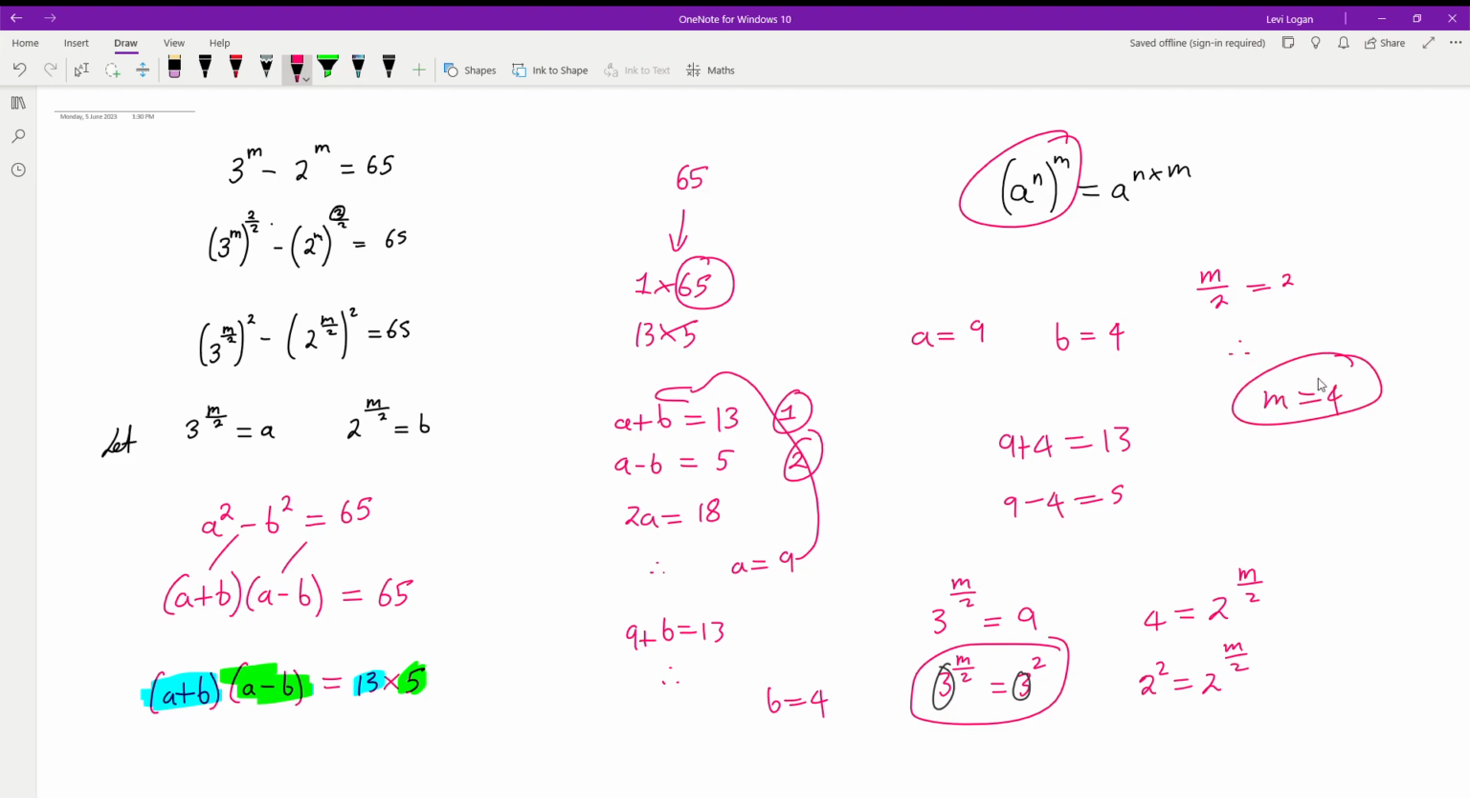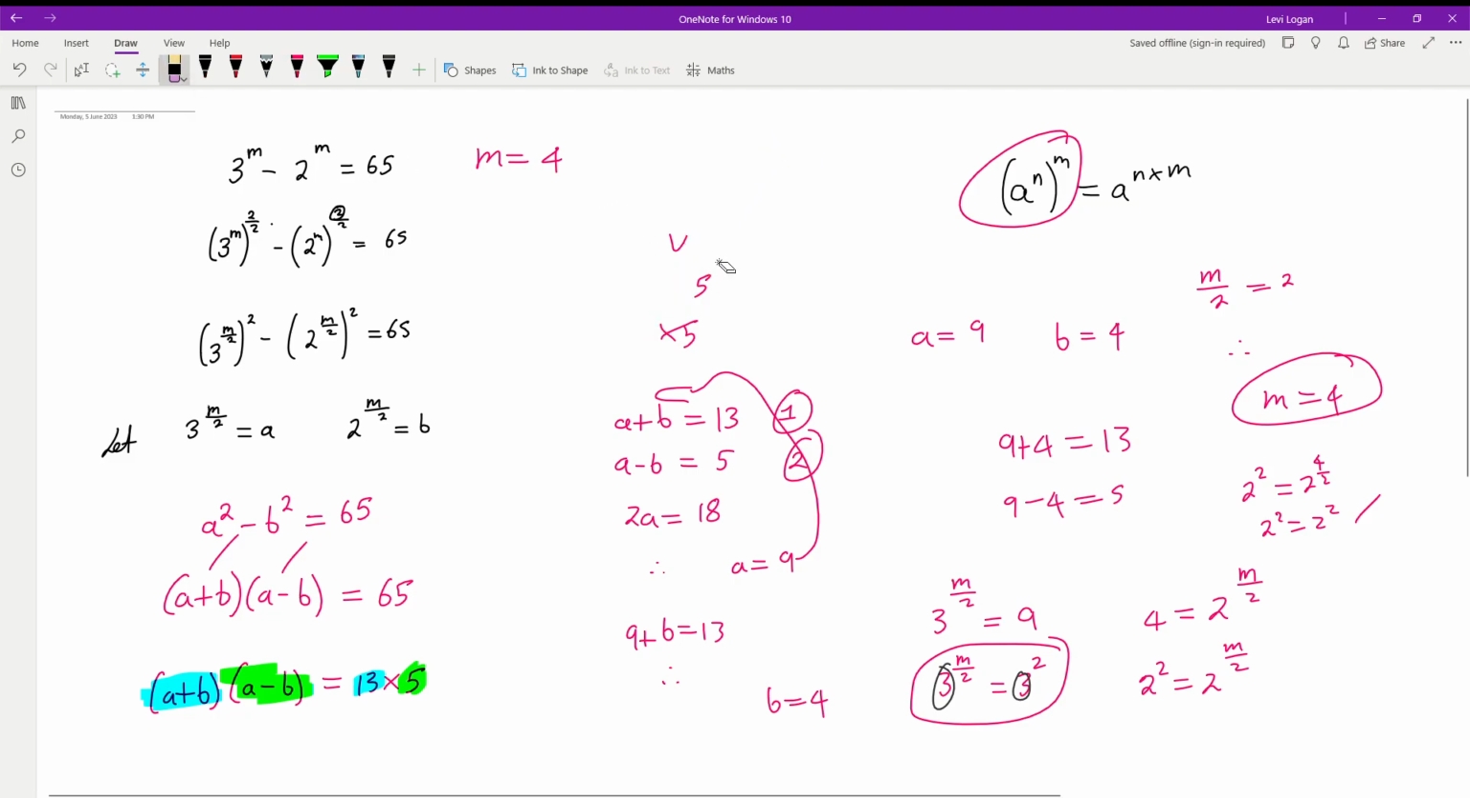So if we put m is equal to 4 into here, we'd get 2 to the power of 2 is equal to 4. And then we get 2 to the power of 2 is equal to 2 to the power of 2. So boom. The solution, m equals 4. And let's see if this works for our general solution. So we're going to rub out some stuff. Let's move this stuff for a bit. Let's see if this works for our general equation here.